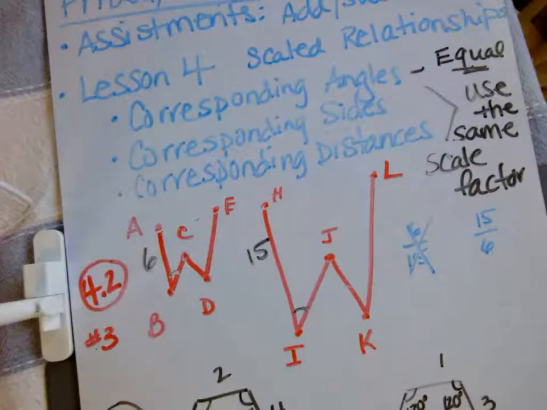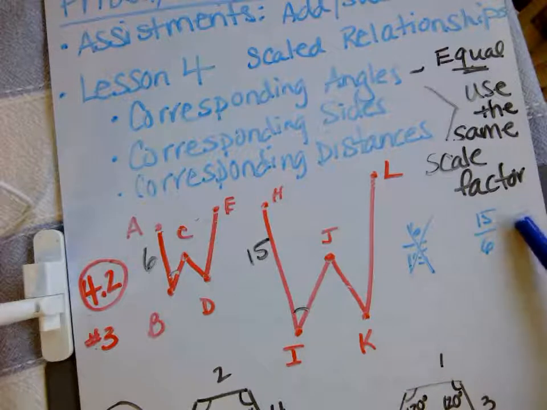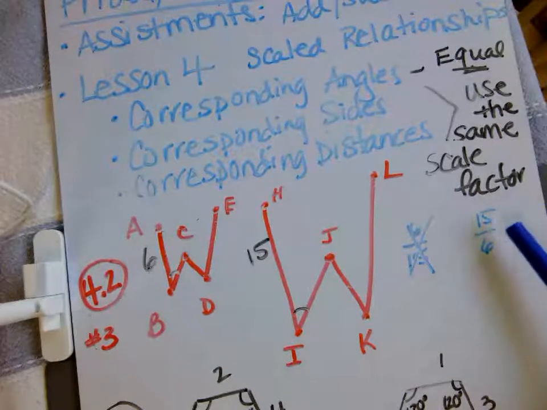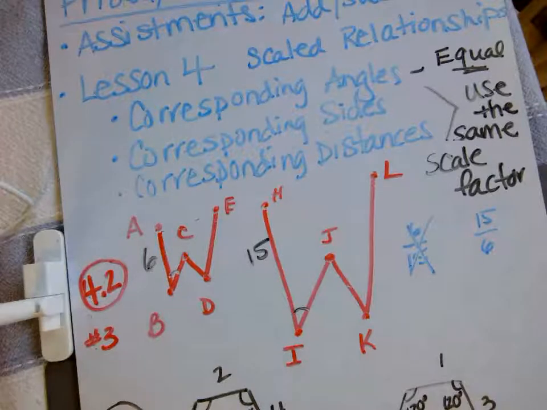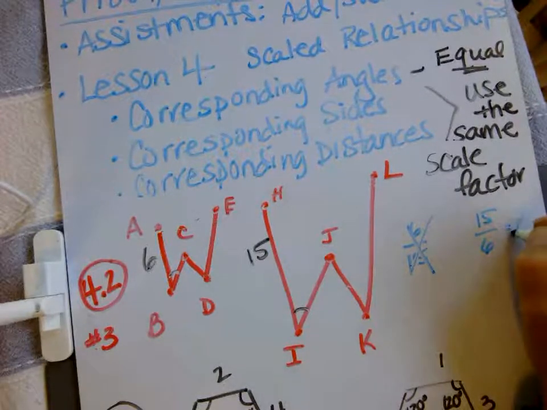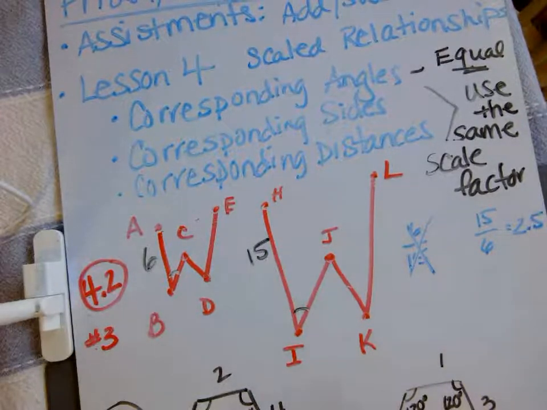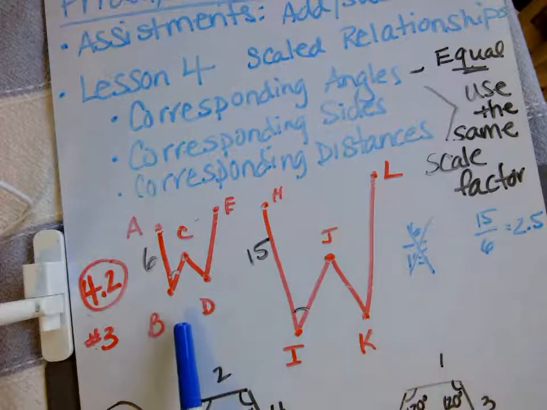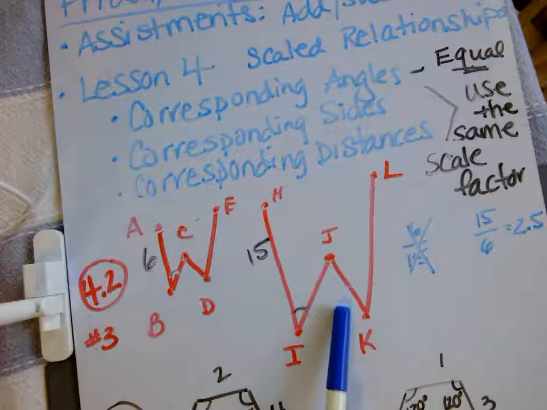To get the scale factor, we've got that fraction, that ratio. We can think of that as a division problem: numerator divided by denominator. So if I do 15 divided by 6, I will get 2.5, and that is my scale factor. So the scale factor from the small w to the big W is 2.5.